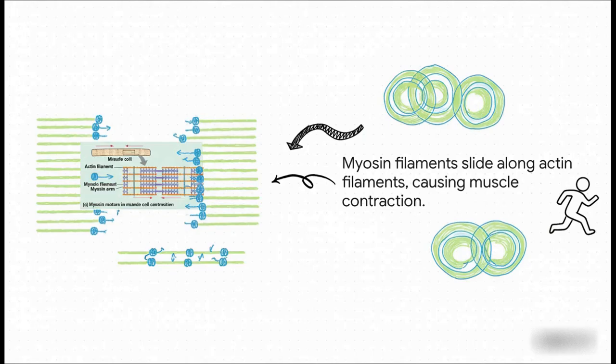And here's their most famous job, making you move. Inside your muscles, you have countless actin filaments, all lined up like parallel ropes. The motor protein, myosin, grabs onto these ropes and pulls, causing the filaments to slide past each other. This collective pulling action is what shortens the entire muscle cell. And when you multiply that by millions of cells, you get the force behind every single move you make.